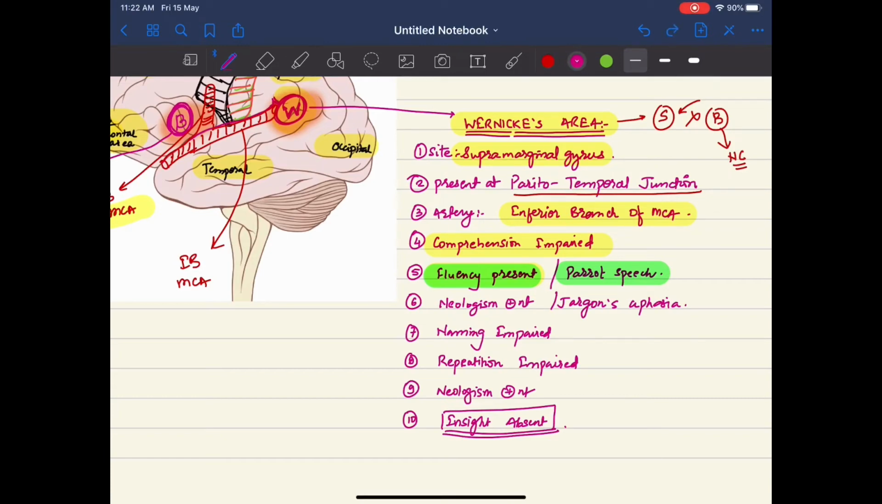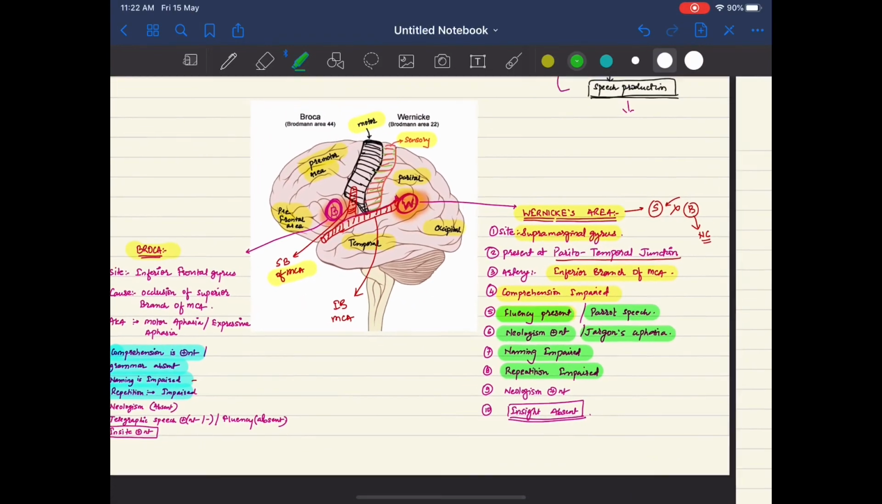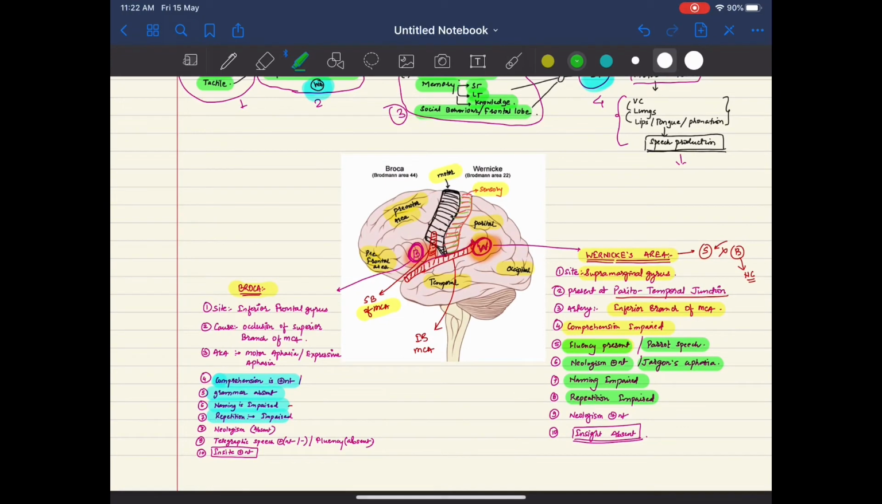Neologisms will be present. Neologisms or jargon speech, the patient will make his own new terms, and those terms will have no meaning at all. Those words will never exist in the dictionary or anywhere in this world. So that is nothing but neologisms or jargon aphasia. Naming will be impaired as sensory input is gone. Repetition will also be impaired. Though the patient will be speaking fluently, repetition and naming are impaired in both Broca's as well as Wernicke's.